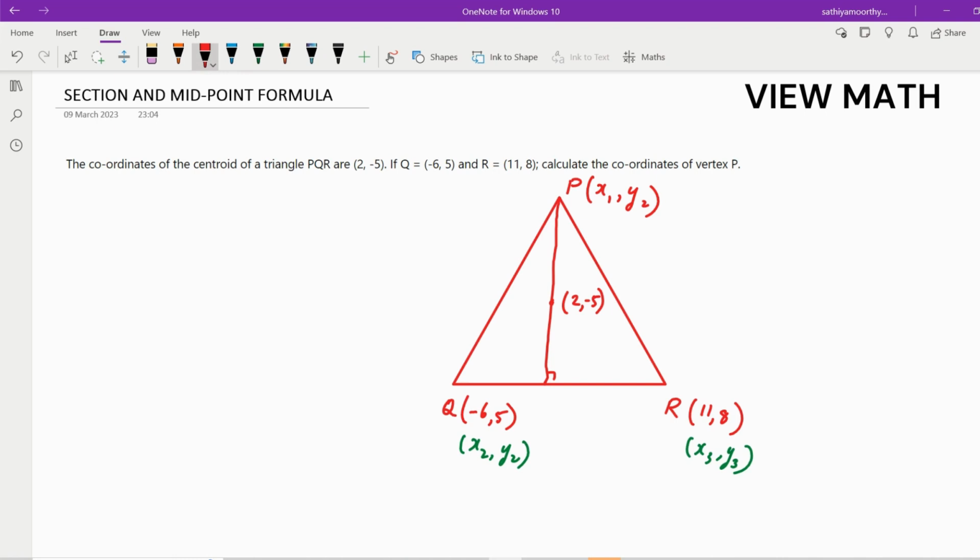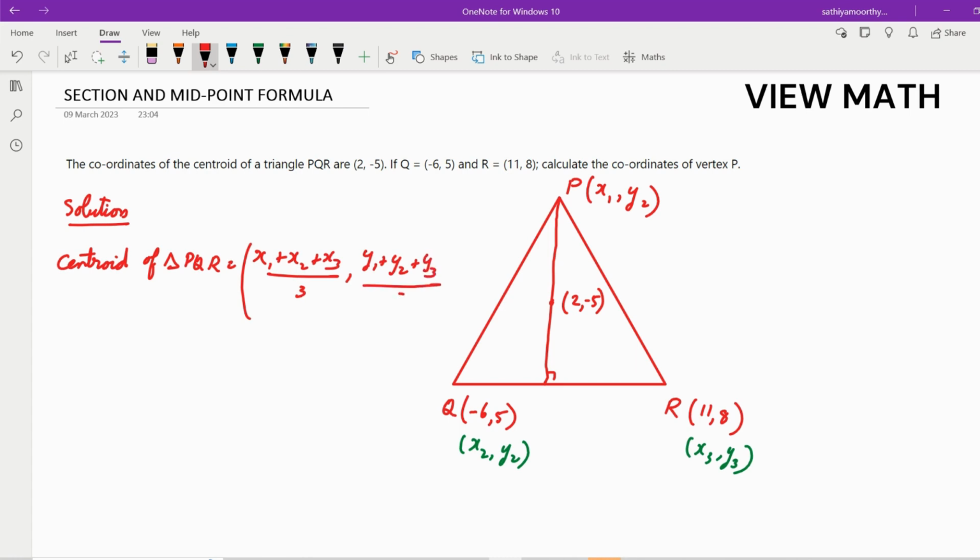So I'm going to use the centroid formula. The centroid of the triangle PQR is equal to, let me write the formula first, (x1 plus x2 plus x3) by 3, (y1 plus y2 plus y3) by 3.